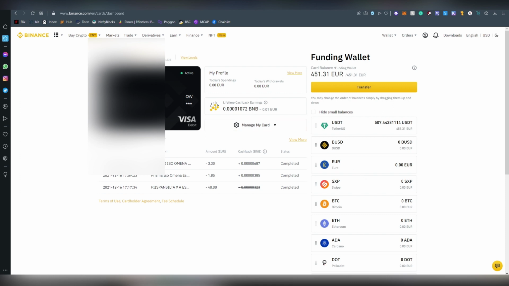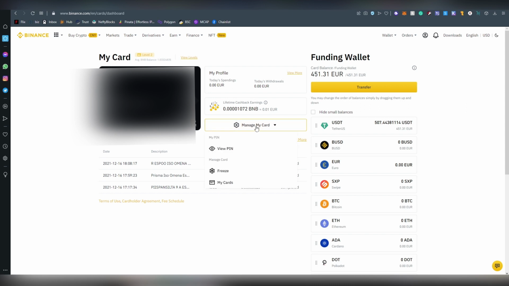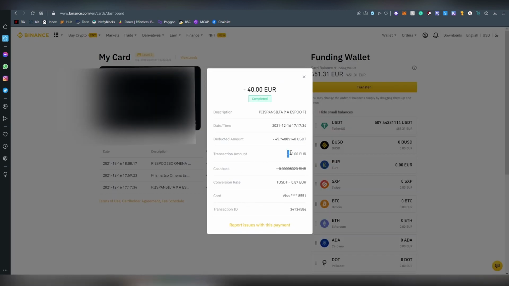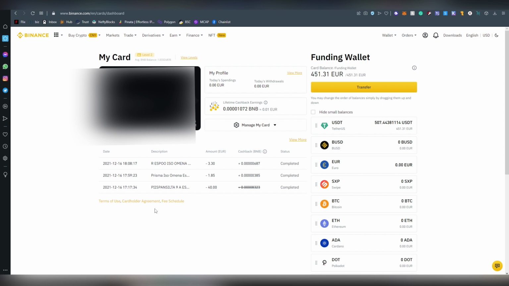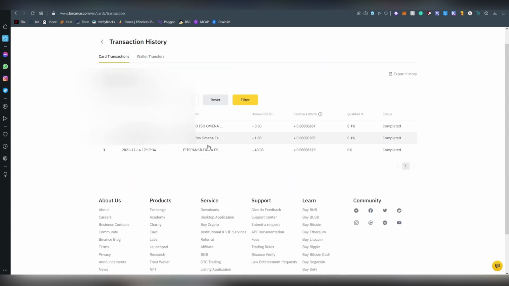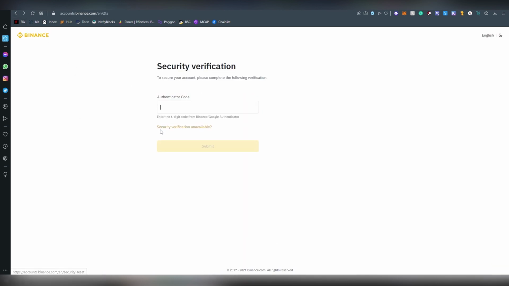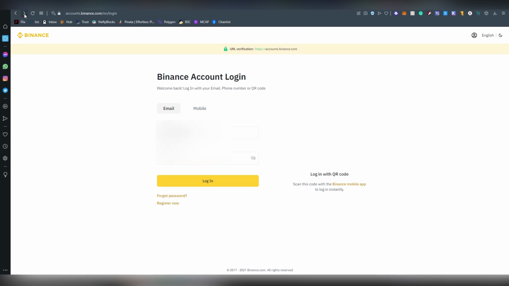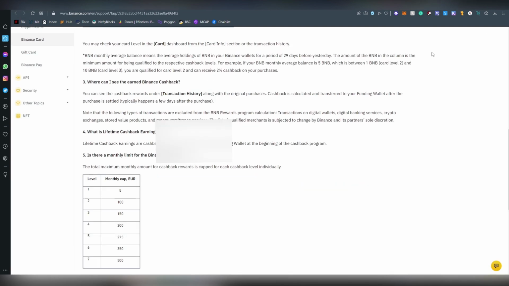There's also the name and the code where you can see your PIN here. You can freeze the cards and you can see all the cards that you have. And here you can see the cashbacks and all the transactions that you've done with your card. Here you can see that I've withdrawn 40 euros from an ATM, and obviously you will not get a cashback from an ATM transaction. There's also a view more tab, which goes more into the transactions. But okay, that's my rundown of this Binance card.